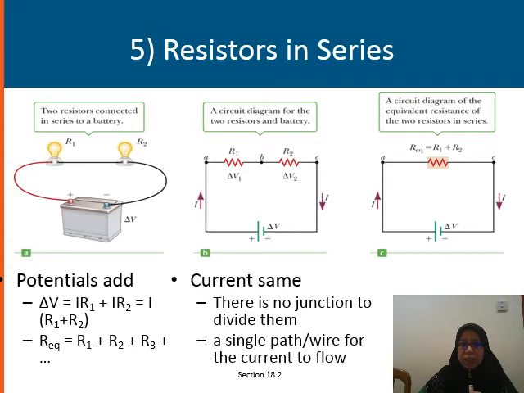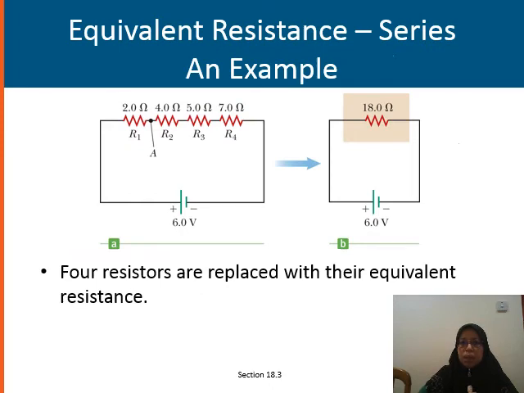However, their voltages are different. This voltage and this voltage are different. So 2, 4, 5, 7. 2 plus 4 is 6, 6 plus 5 is 11, 11 plus 7 is 18. So you get a single equivalent resistance.